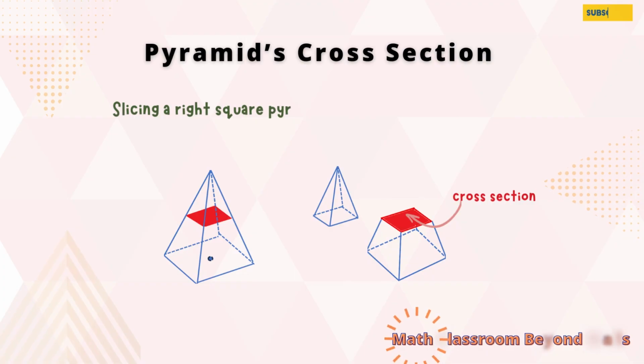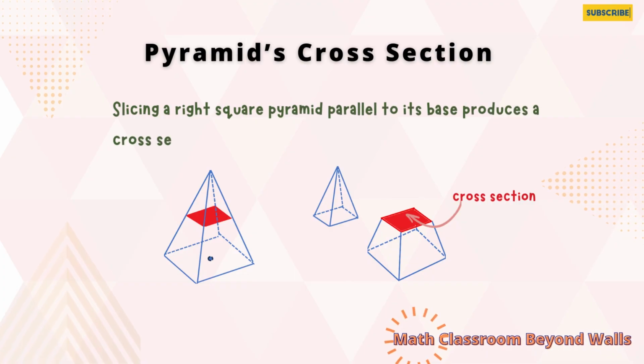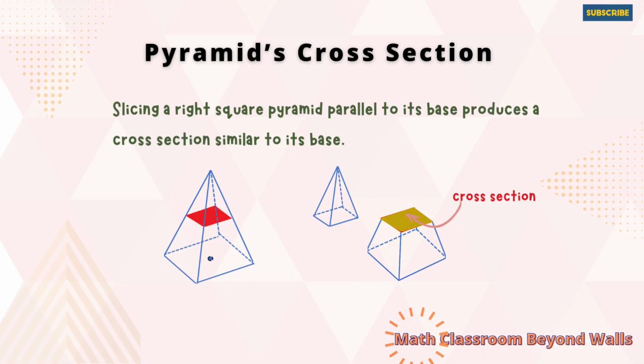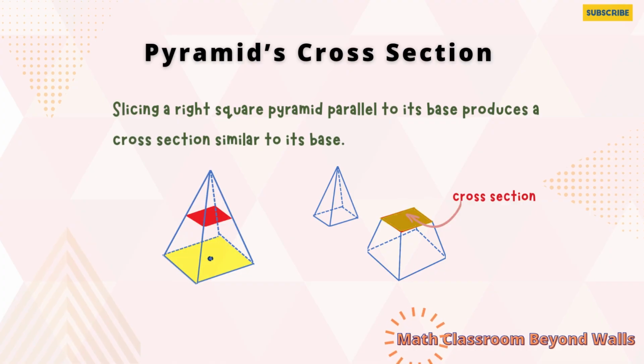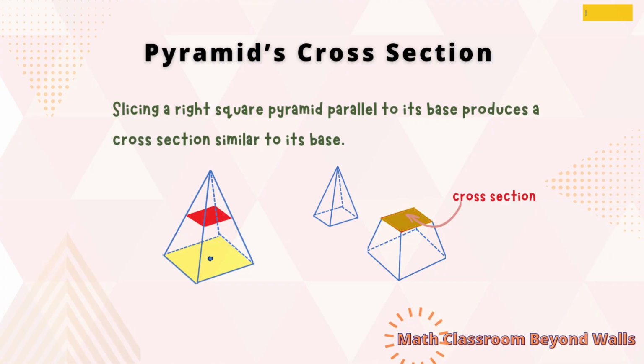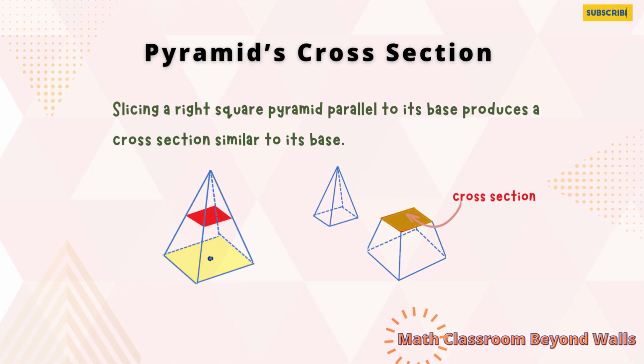Okay, so slicing a right square pyramid parallel to its base produces a cross-section similar to its base. Here, the base is a square, so the shape of the cross-section is also a square. The size is different, but it is a square. Did you see that, learners?